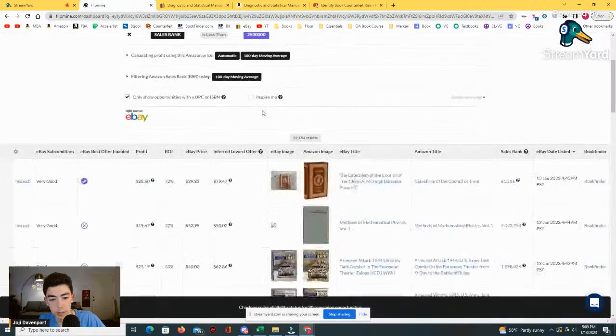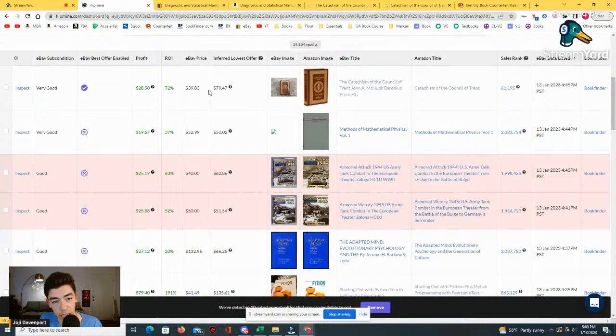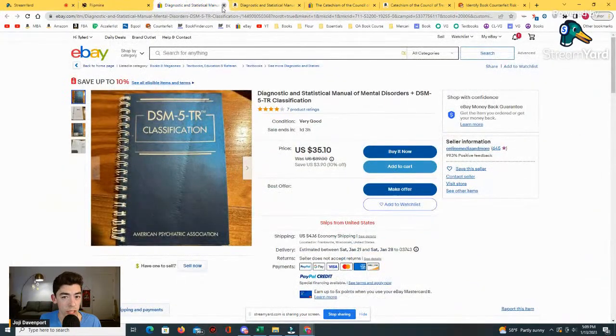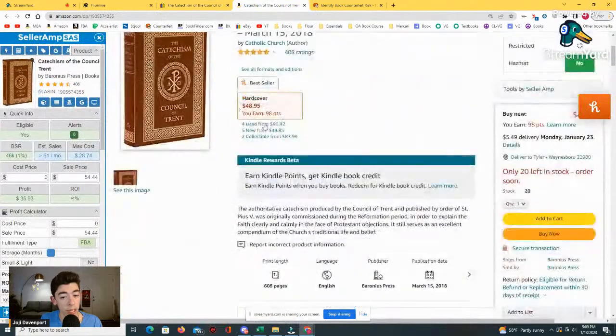Let's see what else has popped up. All right, this is interesting. So this book here, also an image of the book, which is great news. It looks like it's listed for $39, and the third lowest offer here is $79. So we're going to first see if the Amazon price is accurate. So this is $39.83 on eBay. Let's go over here to Amazon.